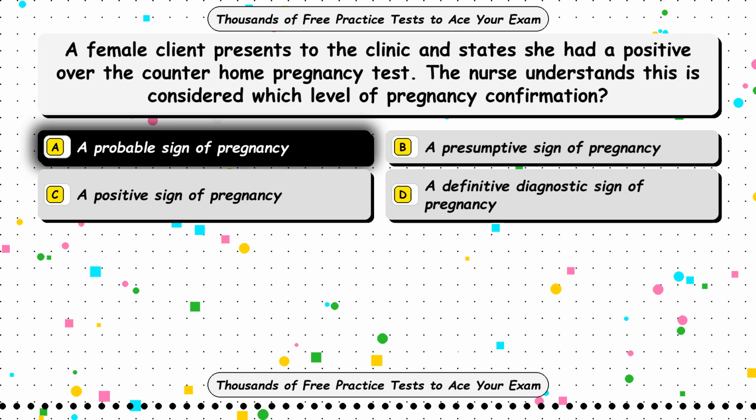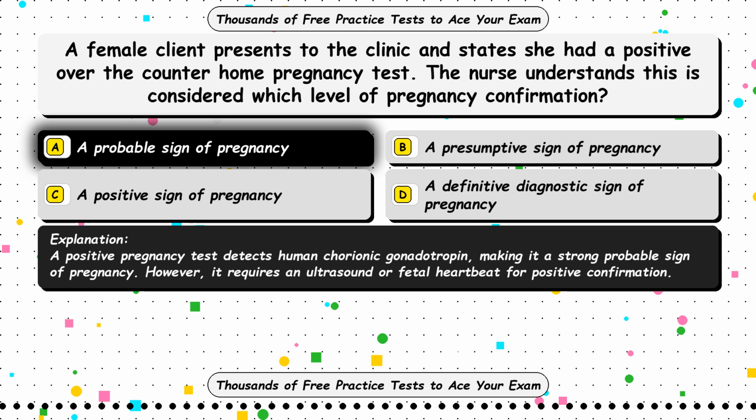The correct answer is option A. A probable sign of pregnancy. A positive pregnancy test detects human chorionic gonadotropin, making it a strong probable sign of pregnancy. However, it requires an ultrasound or fetal heartbeat for positive confirmation.